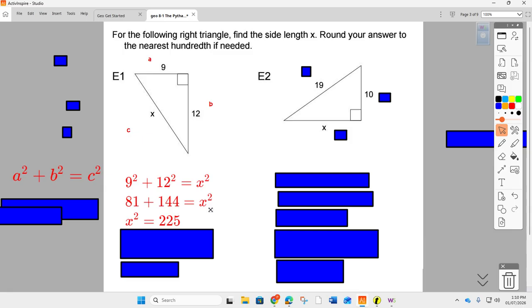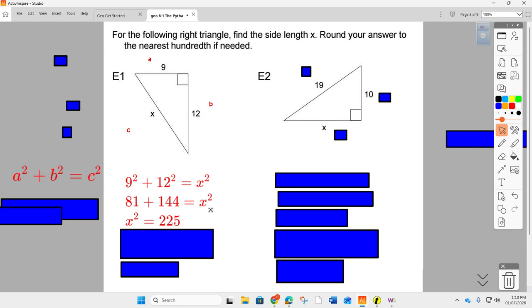Wait, say it again? Yeah, so it has to be x to the first power, not x squared. So what can we do to x squared to get it to be equal to x? What operation? Very good. The square root. Memorize that.